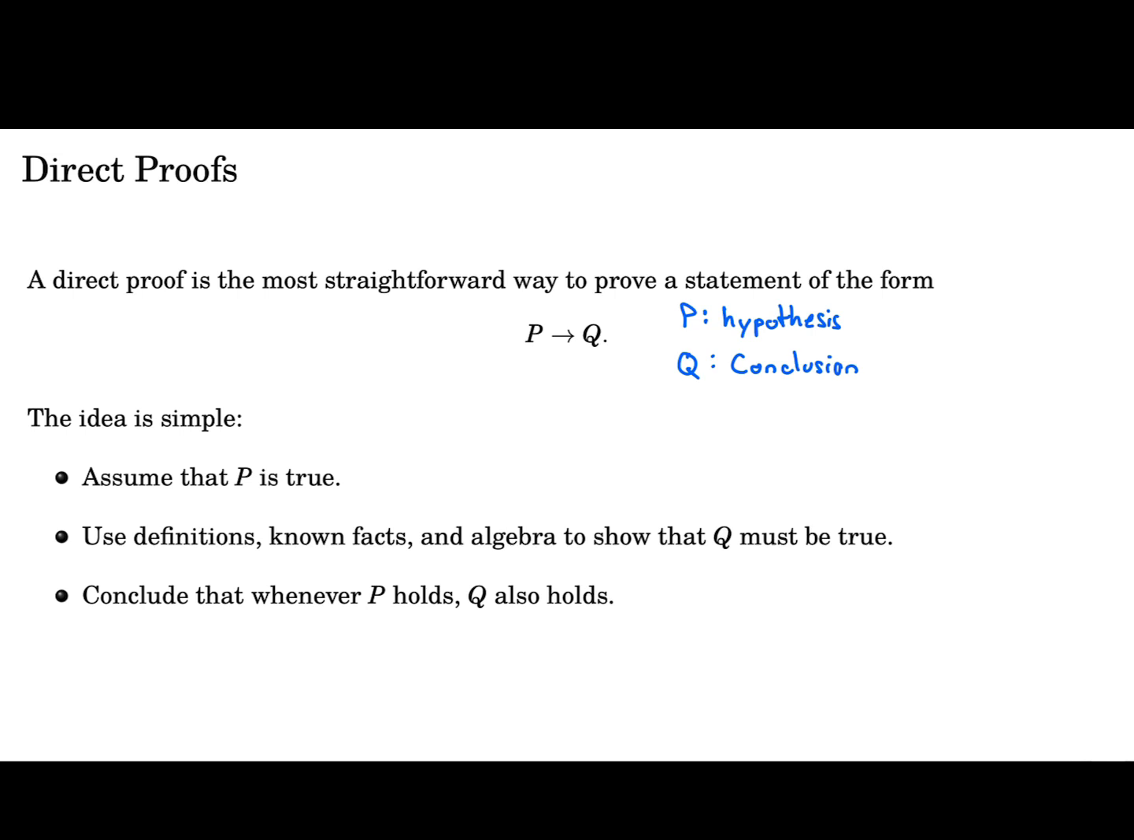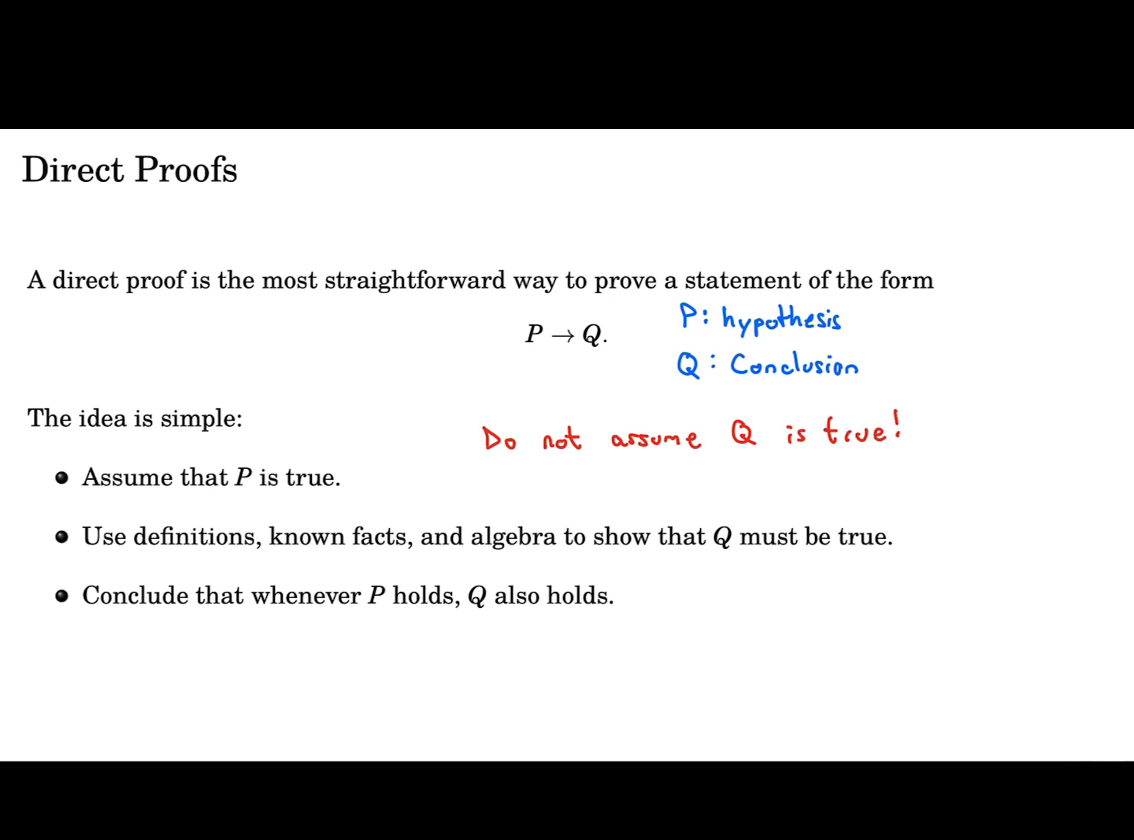And so the idea is simple. We assume the hypothesis, then we use definitions, known facts, and algebra to show that the conclusion Q follows somehow. And so one very important point, let me write this here. Do not assume that the conclusion Q is true.